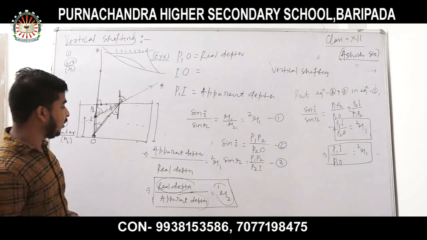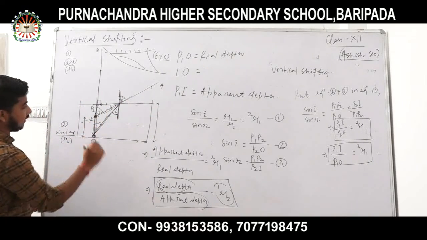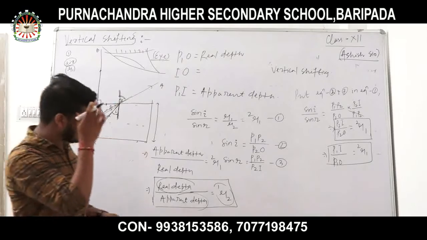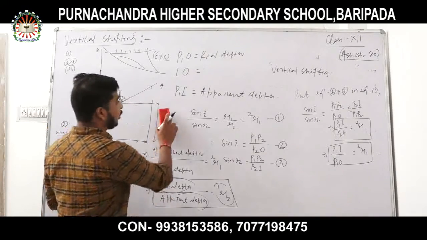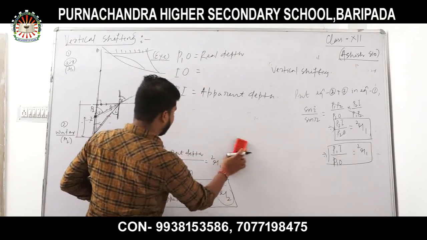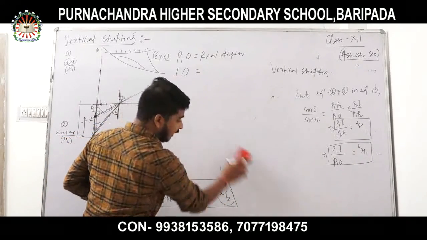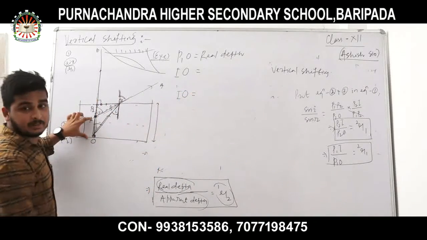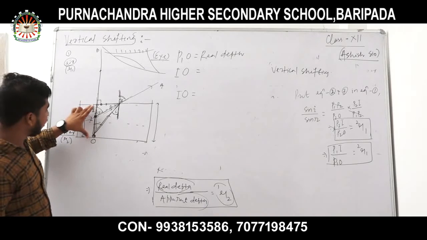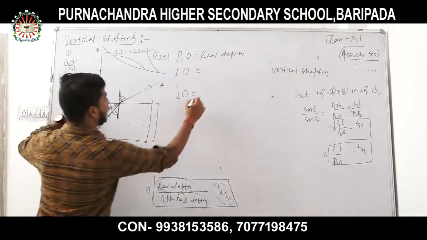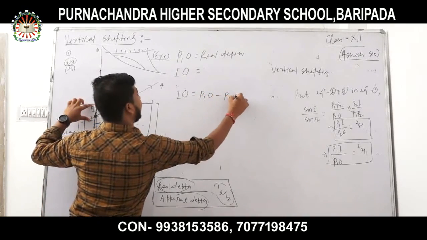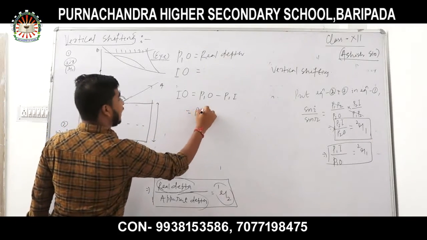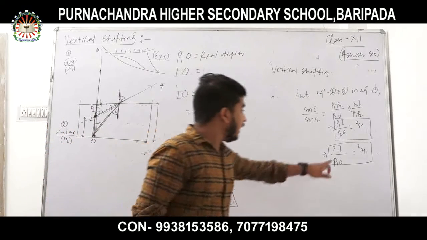So what about the expression for vertical shifting? Like in lateral shifting, I have discussed how to find it. We have to find the expression for vertical shifting. So let's find the expression for OI, the vertical shifting. OI will be P1O minus P1I.